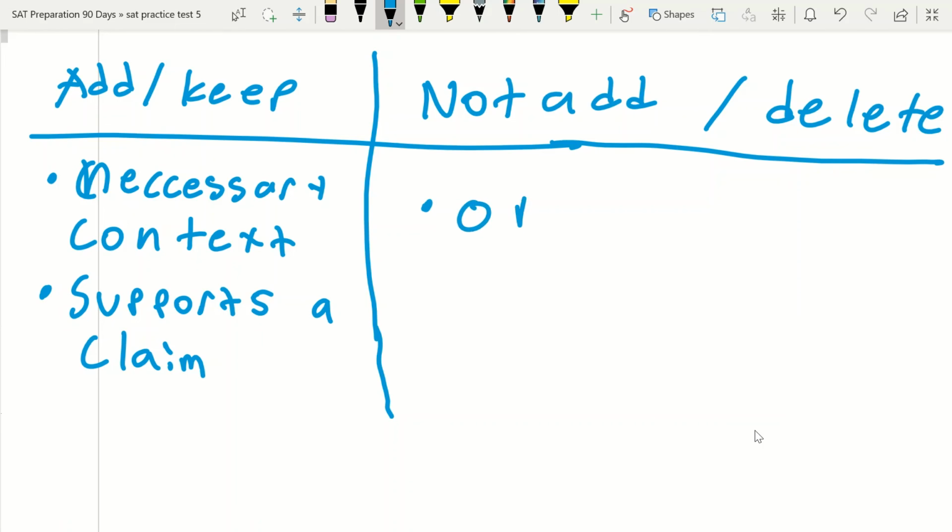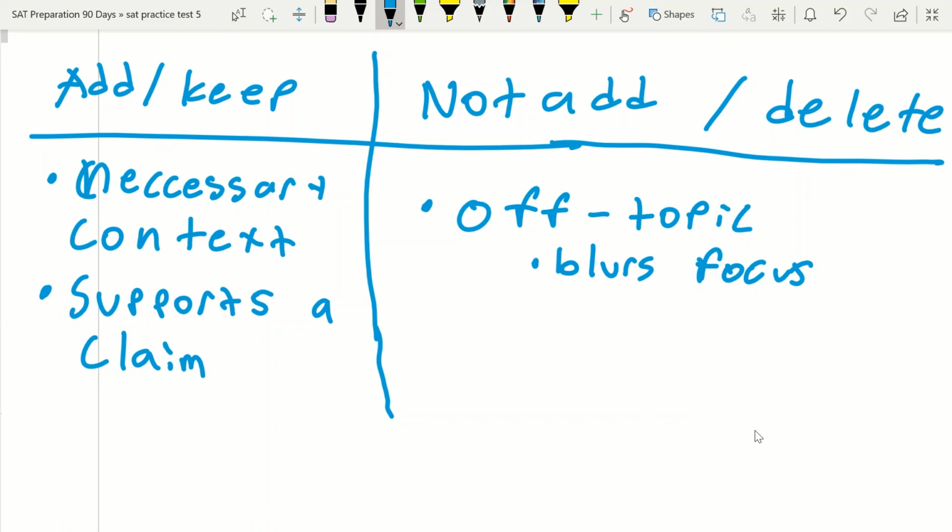Okay, number one thing here is if it's off topic. If it's off topic and it blurs the focus, right? I'll put that under there. They usually say blurs focus when you're not supposed to add it or delete. If it blurs the focus of a paragraph, you're going to want to make sure you don't add it or you delete it. Okay, another thing is if it is unsupported.